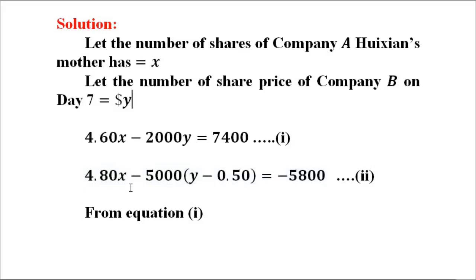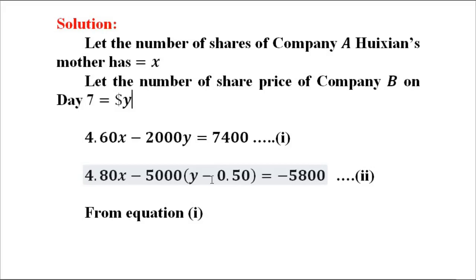Since we assumed x as the number of shares, 4.80x represents all her shares of company A on day 12. And -5,000 represents the 5,000 shares of company B she buys on day 12. Now let me explain why -0.50. We assumed $y as the share price of company B on day 7, and it is given in the statement that the share price of company B on day 12 is 50 cents less than on day 7.